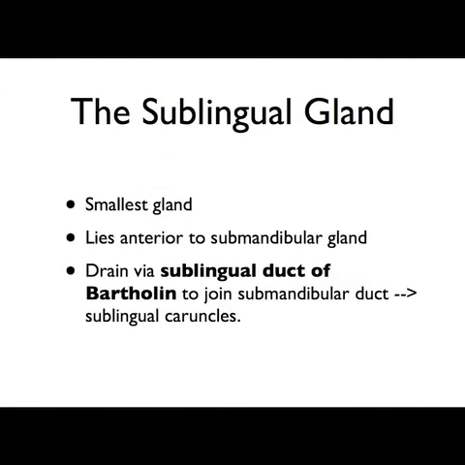Finally, the sublingual gland, which is the smallest gland, lies anterior to the submandibular gland and drains via the sublingual duct of Bartholin to join the submandibular duct at the sublingual caruncles.